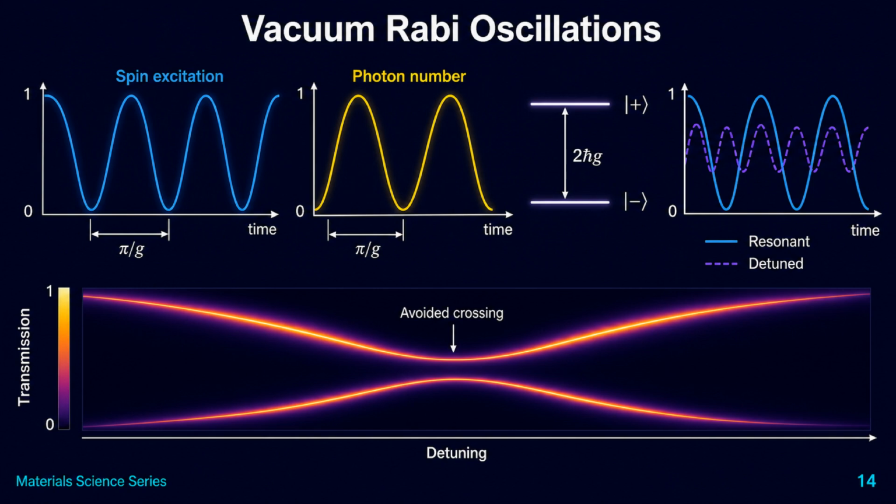Vacuum Rabi oscillations demonstrate coherent energy exchange between spin and photon. Starting with the spin excited and cavity empty, population oscillates between spin and photon with period pi over g. At resonance, complete transfer occurs. When detuned, oscillations are faster but incomplete. These oscillations are the hallmark of strong coupling and enable controlled quantum state transfer between different physical systems.